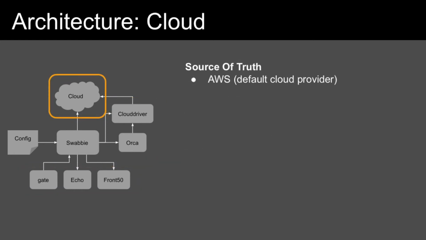And the source of truth is the cloud. Swabbie is designed to not really be centered around a specific cloud. There are a lot of abstractions, so that means that you can use it as an orchestration engine for deletions. But for now, AWS is the default cloud provider.